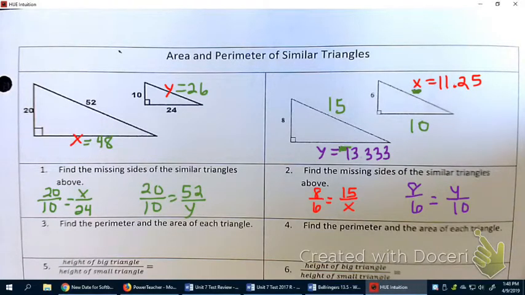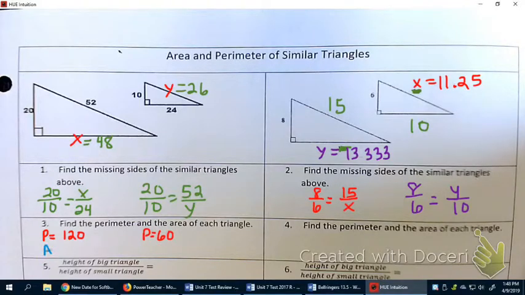If I'm going to do the perimeter on number 3, the perimeter of the big triangle, just adding all those sides, comes out to be 480. And the perimeter of the small triangle, when I add all the sides, 480 is not right, is it? It's 120, sorry. And for the small one, it comes out to be 60.